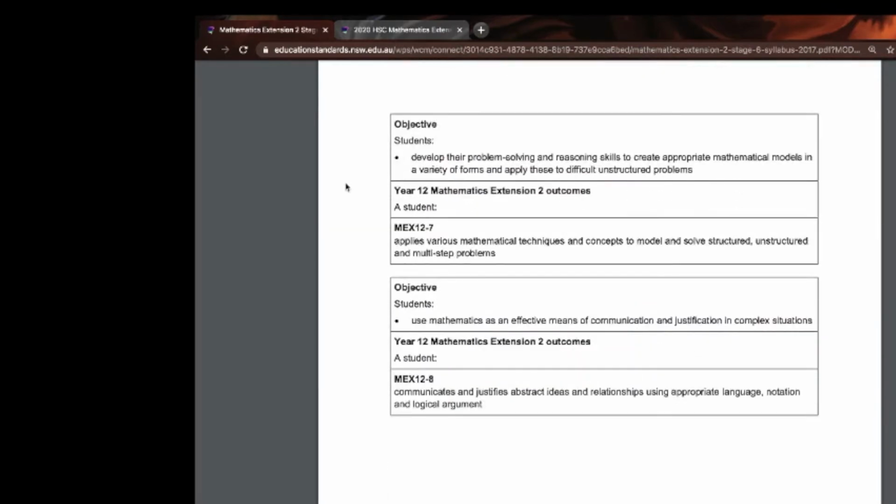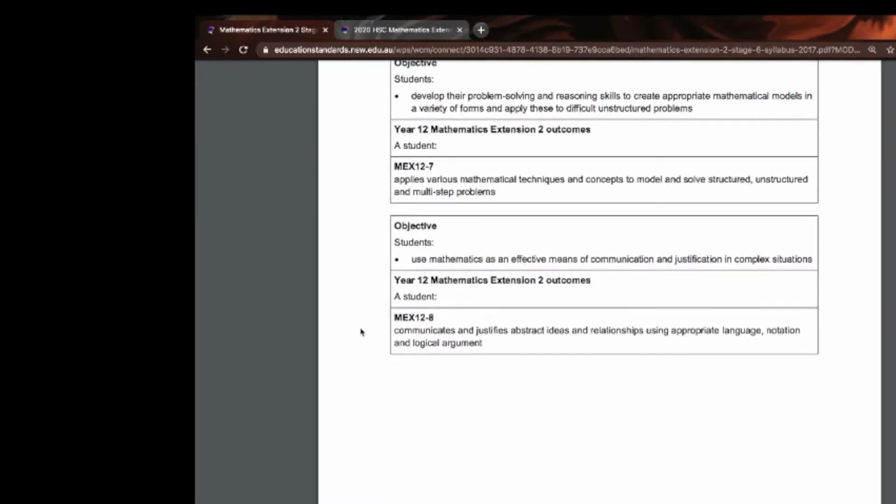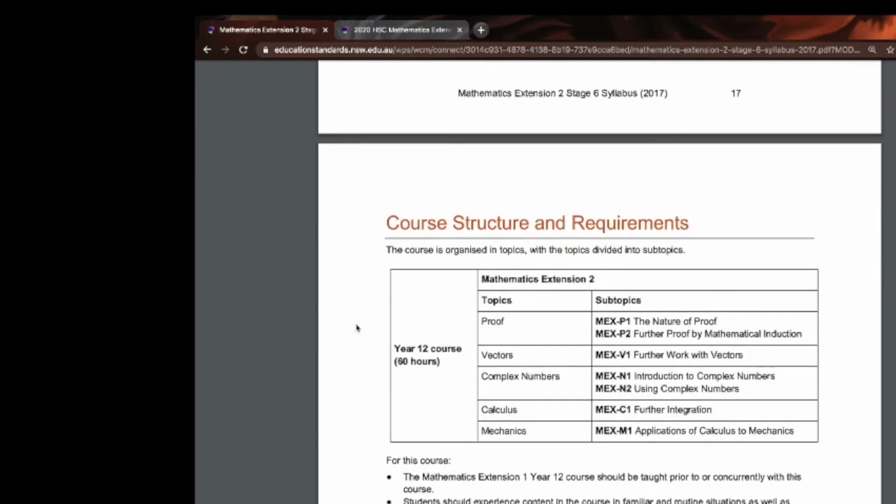You will develop your problem-solving and reasoning skills to create appropriate mathematical models in a variety of forms and apply these to difficult unstructured problems. So that's similar to what I was saying before. And you'll use mathematics as an effective means of communication and justification in complex situations. Communication and justification we'll get to in a second.